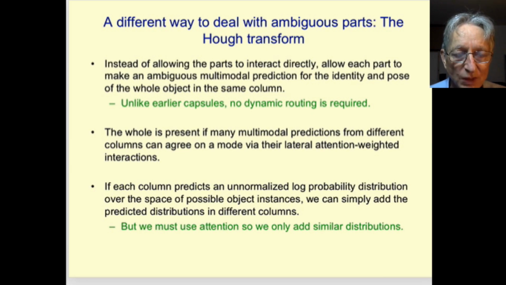To make that work, what we need is that in each local column, the lower level will predict an unnormalized log probability distribution over the space of possible object instances and poses. It's the cross-product space of all those. That's quite a complicated thing to represent. But if we can make a part make that kind of prediction, then simple averaging will find the predictions that agree. It'll pick out the common mode. But we must use attention-weighted averaging, so we don't try and average with things that are very dissimilar.